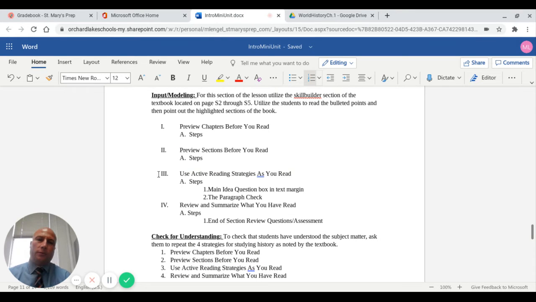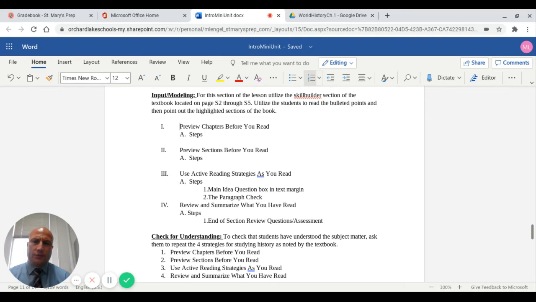Probably the most important part of today's lesson would be Roman numeral 3, right here: to use active reading strategies as you read. What we talked about in Roman numeral 1 and Roman numeral 2 are things that you need to do before you read. These are strategies that you would utilize while you're actually reading the assigned text. I have two basic steps that I'd like to talk about, and I will refer to the text for the first one as an example.